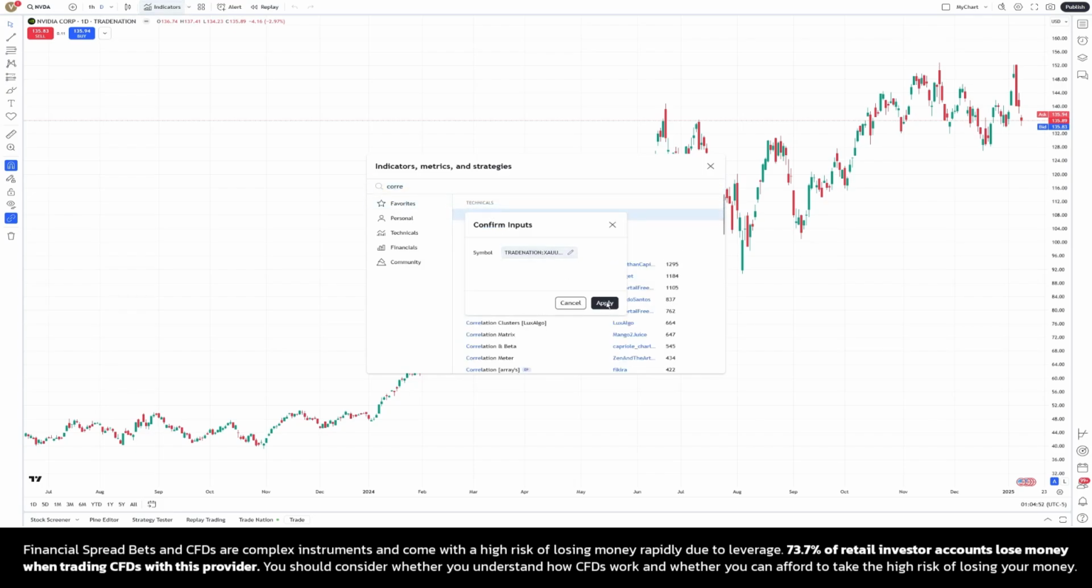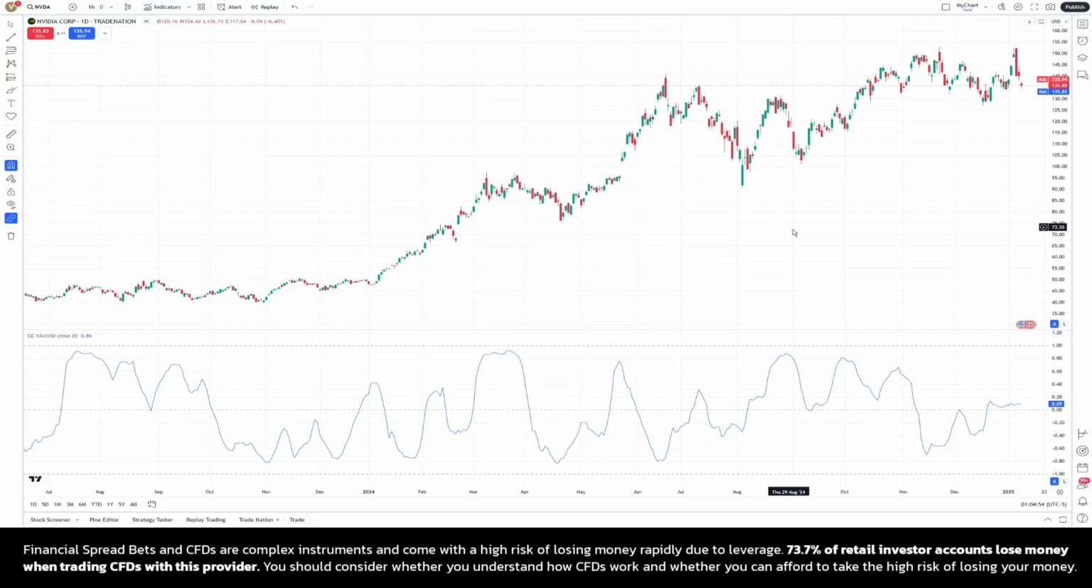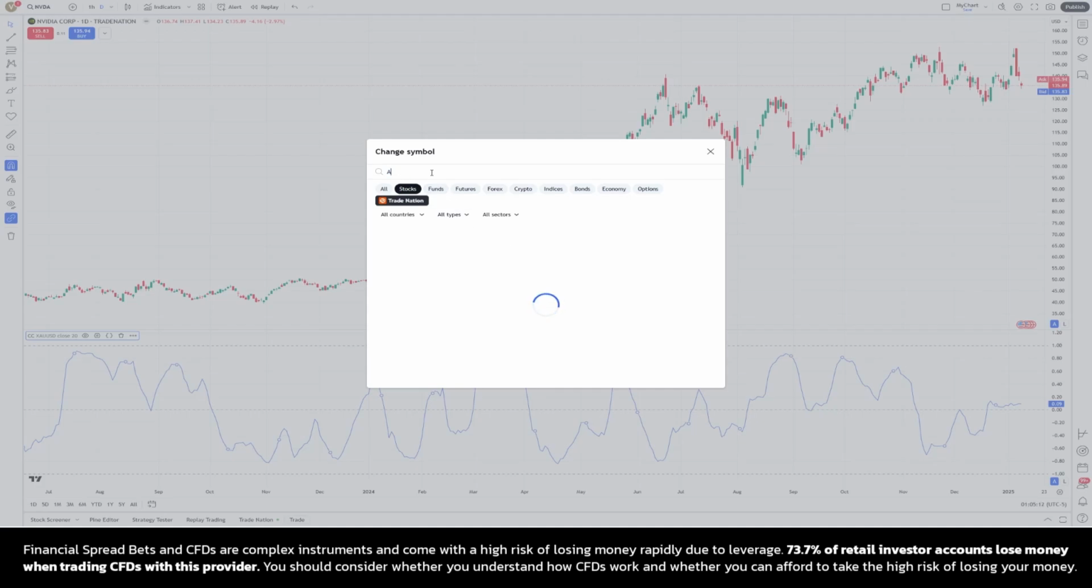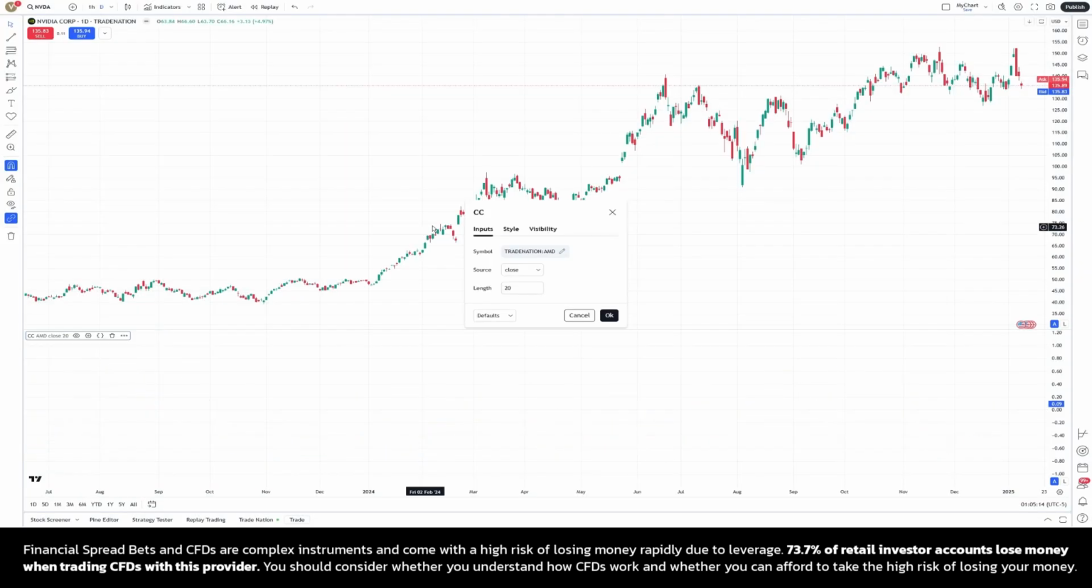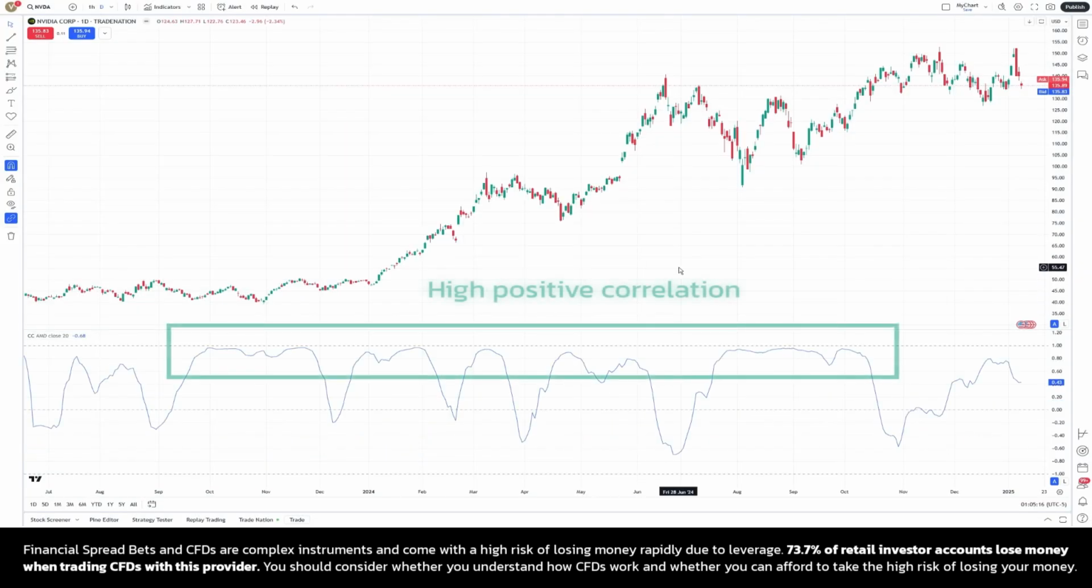This indicator is particularly useful for analyzing relationships between assets, such as currency pairs, stocks, or commodities. A positive correlation, where the value is closer to +1, suggests that the two assets tend to move in the same direction. For example, two companies in the same industry might show a high positive correlation due to shared market drivers.